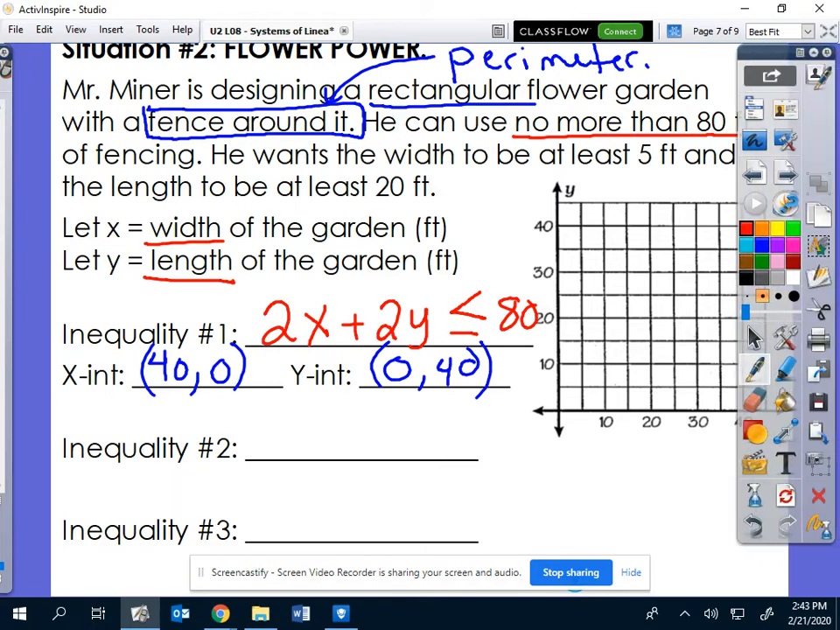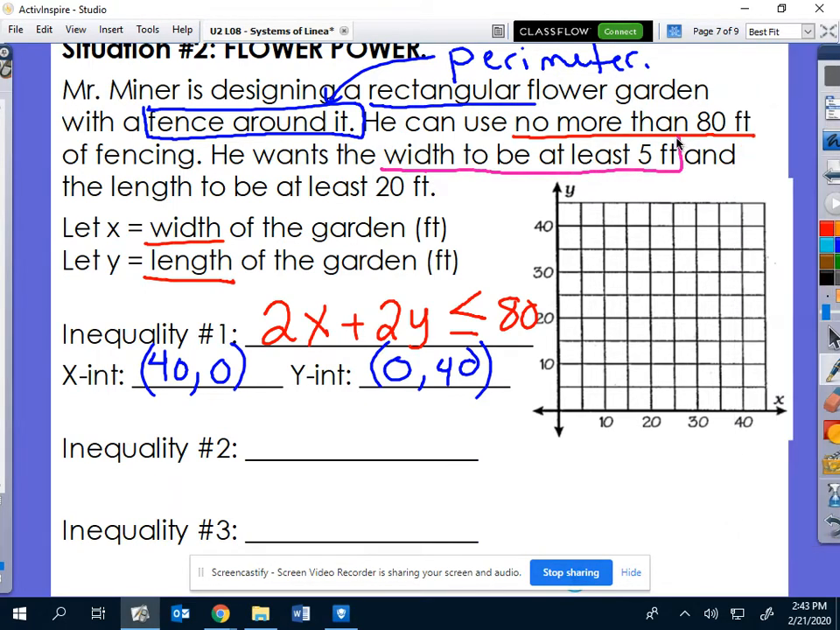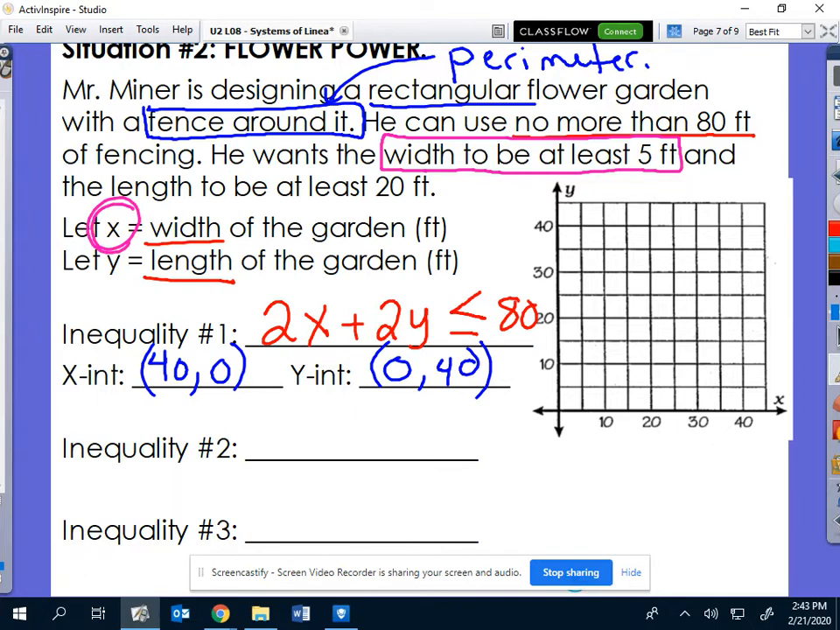And they're a little bit more undercover because you read them pretty quickly. It says, well, he wants the width to be at least 5 feet. And you kind of just go over that real fast. But the width being at least 5 feet is actually an inequality. Because what do we know? We know that the width is x. So if the width is x and it has to be at least 5 feet, then that means it has to be greater than or equal to 5. So it's not a really complex inequality. It's just a very basic one, but it's really, really powerful.